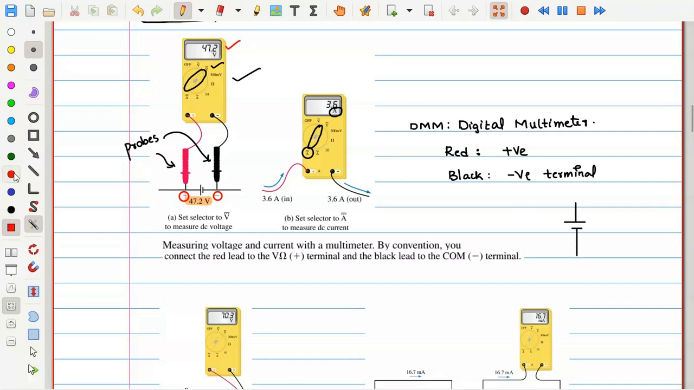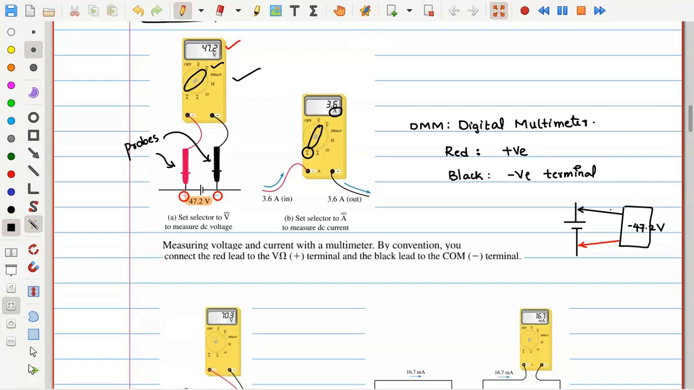Just let me quickly take this. Let us assume this is the red probe terminal and this is the black probe terminal. If I measure like this, on the meter what I will see is minus 47.2 volts. What is the reason? Can you tell me? Why do we get negative?